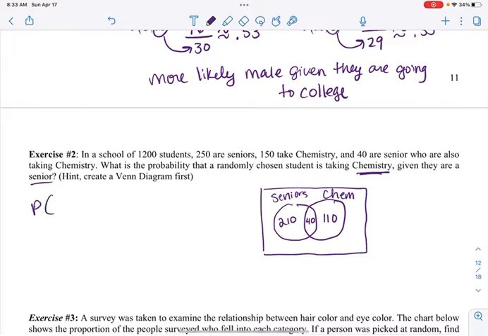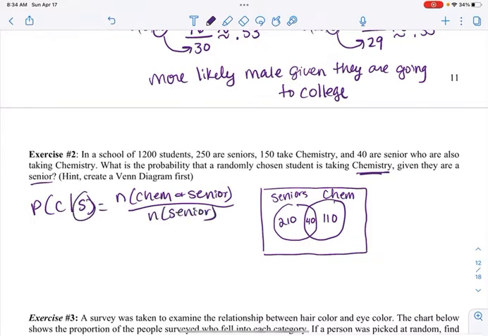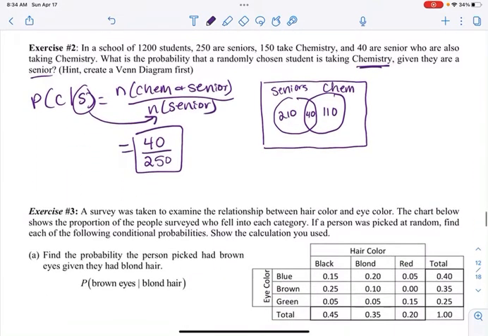So probability of chemistry given they are a senior. Well, that's the number of ways I have chem and a senior over the number of seniors. Because remember, this is my denominator. Well, let's look at the number of chemistry and seniors. There's 40 of them. And the total number of seniors is 250. And there's my answer. Okay, so it's not too bad.